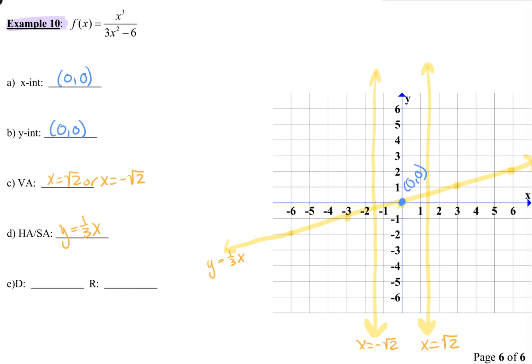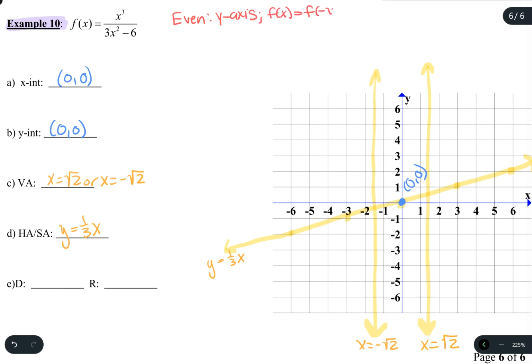We know a lot about functions. And one of the things that we know about is symmetry when it comes to even versus odd. So for this function, let's think about if it's even or if it's odd. In order to be even, it would have y-axis symmetry, and we would know that f(x) is equal to f(-x). If I plug f(-x) in there, you can just do it in your head. That's not going to work out. So it's not even.